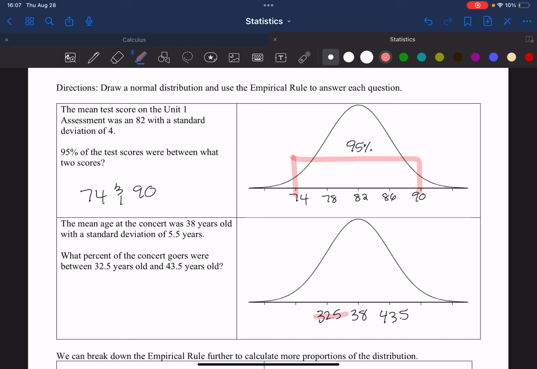Well, notice how these values match up with the values that we're trying to find. So that tells us that since we only had to go one standard deviation away, they are within 68% of the data. So 68% of the concert goers were between 32.5 and 43.5 years old.